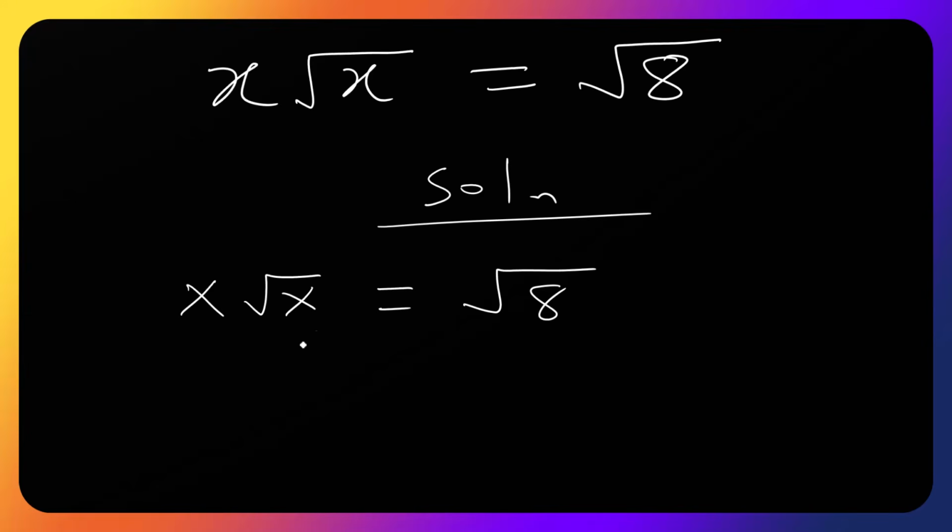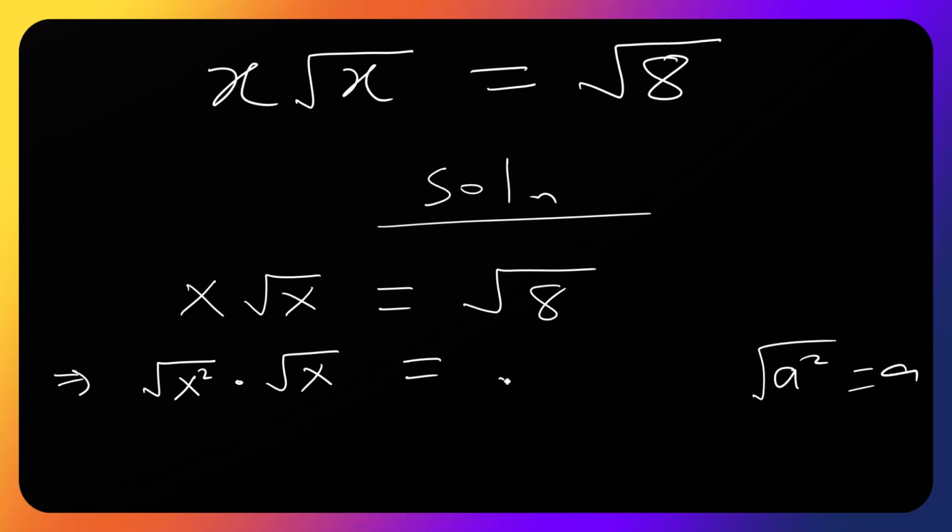Now we can manipulate this. Remember, if I write a squared and I take the square root of this, the result will be a. So it means my x can be written as the square root of x squared times square root of x, equals square root of 8.